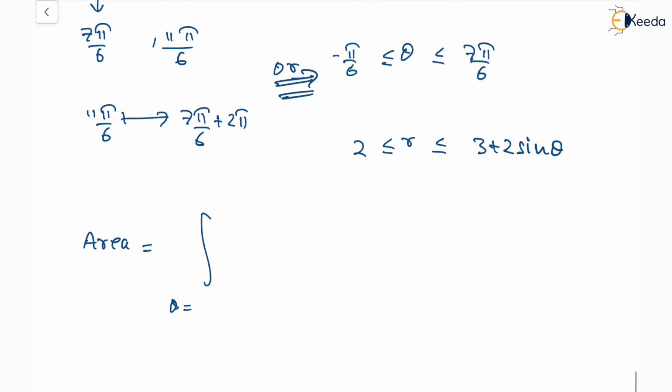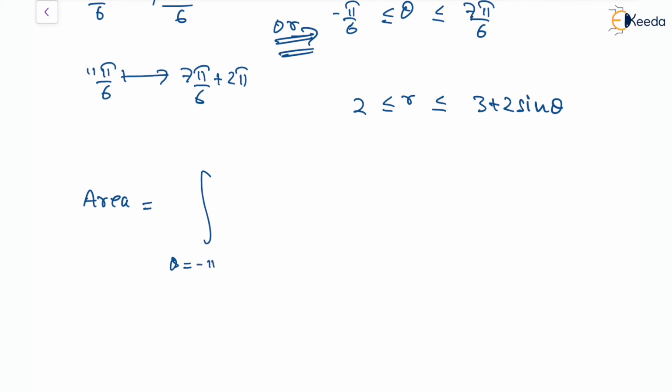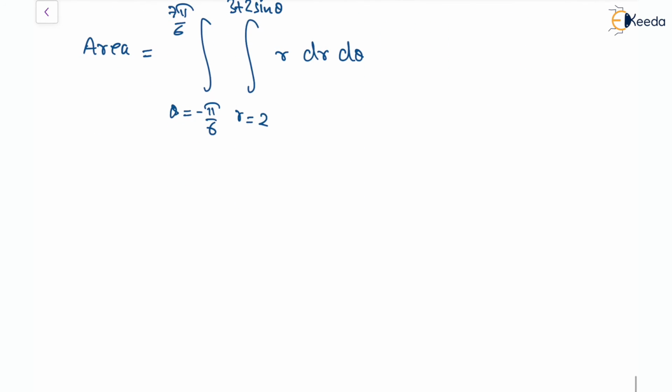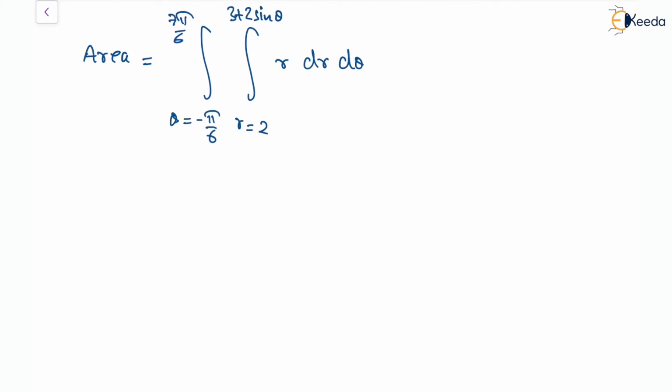theta from minus pi by 6 to 7 pi by 6, and r from 2 to 3 plus 2 sine theta, and the integrand is r dr d theta. This is what we need to do here. Double integration in this form will get us the region area.